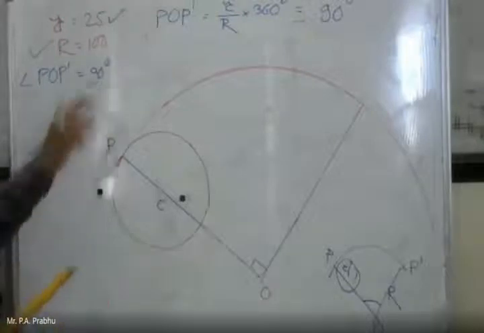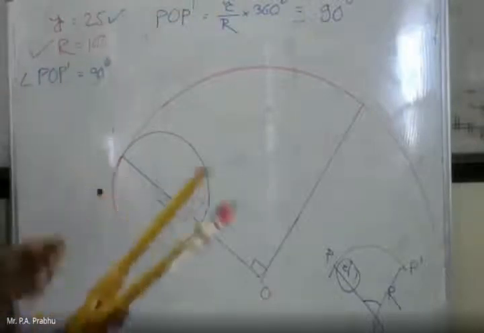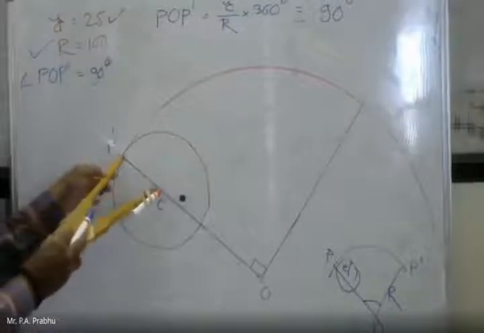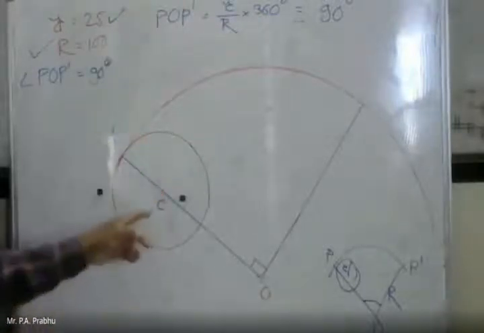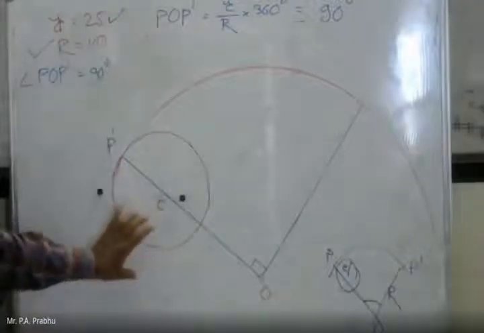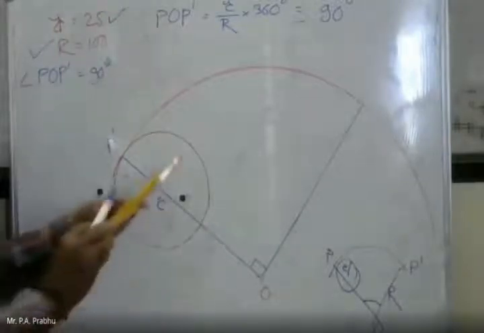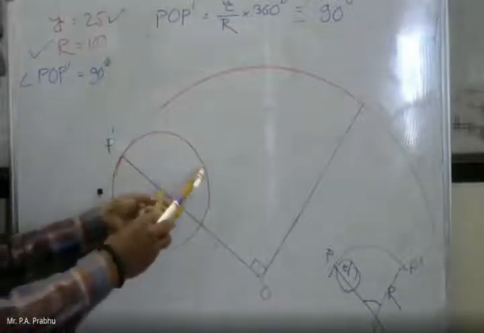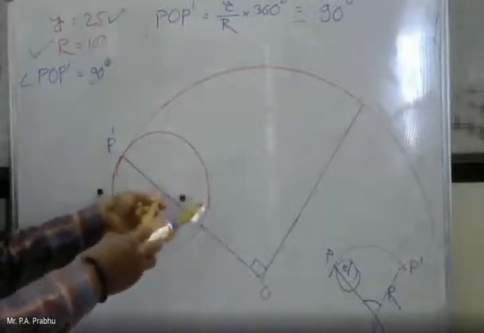So the radius is given as 25, and I have taken the radius 25. Then I have taken P as the center and marked this point C. So I have marked the center of the smaller, rolling circle. Then taking C as the center, with the radius of the smaller circle, I have completed this circle.